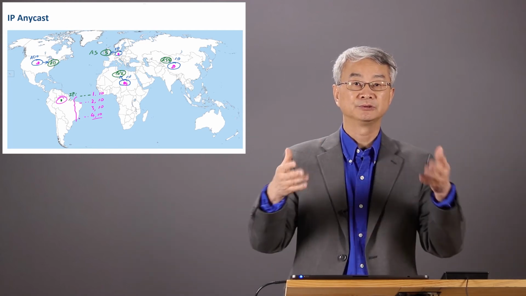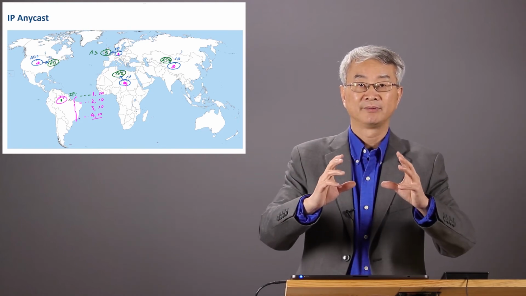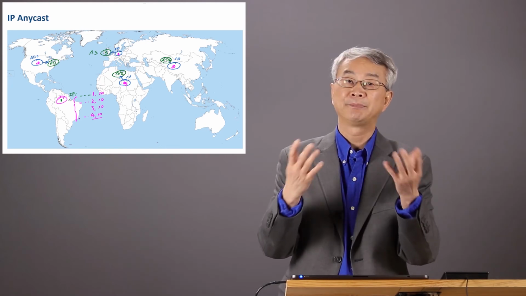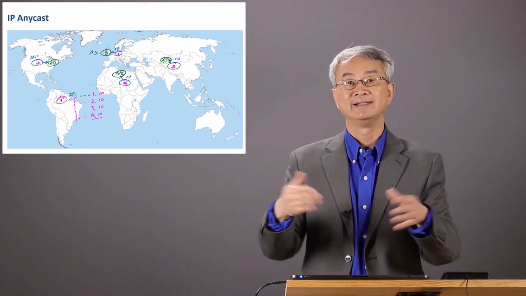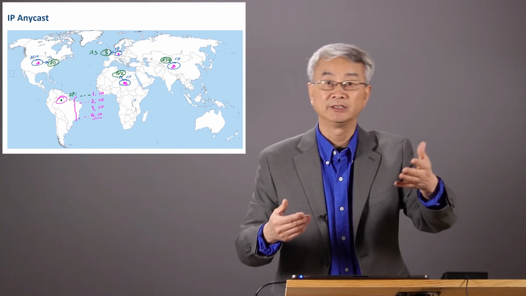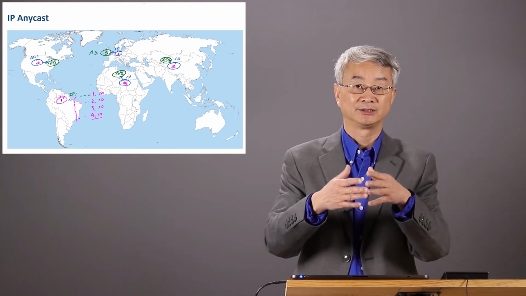BGP does support multiple paths. Now, once this autonomous system sees these four paths, what they're going to do is pick the best one and then announce it to their neighbors. As we said, there are multiple criteria here. One of the criteria, the easiest one to understand, is the shortest one.